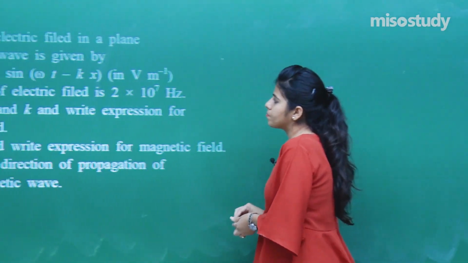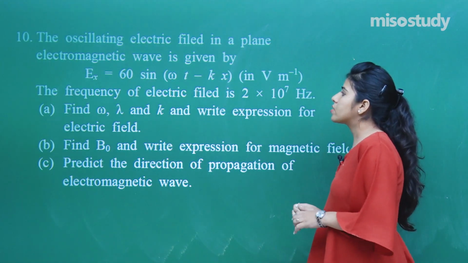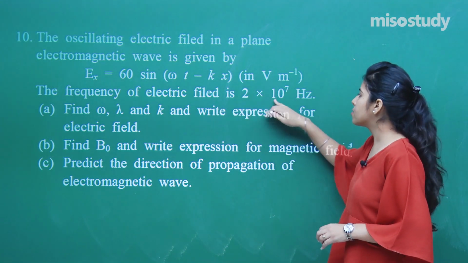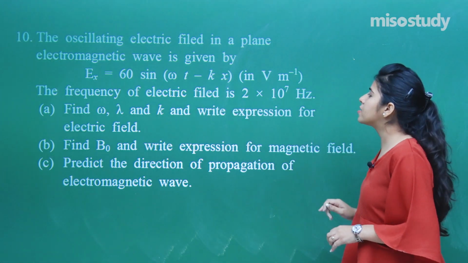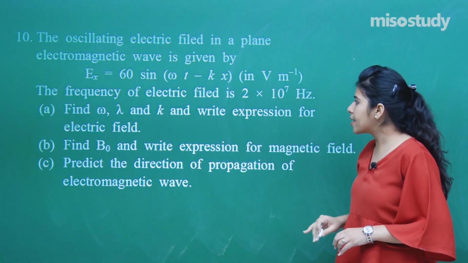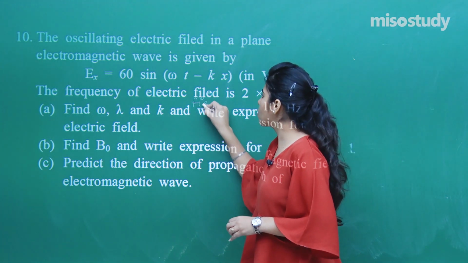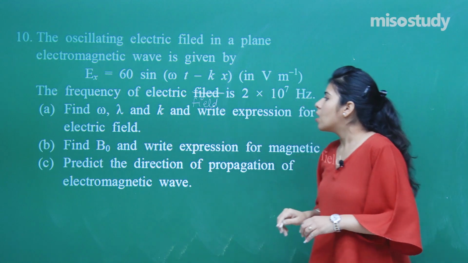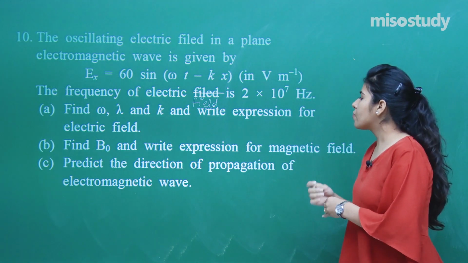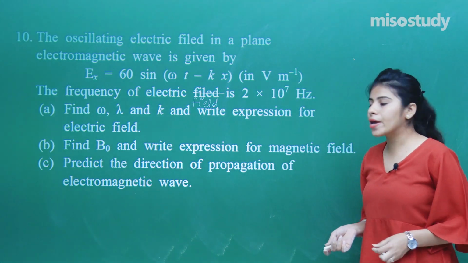Now the next one. The oscillating electric field in a plane electromagnetic wave is given by this particular equation. The frequency of electric field is 2 into 10 raised to the power 7 Hertz. Find omega, lambda and k and write expression for electric field. Here the spelling of field is wrong, it should be field. Okay, so we have to find the omega, lambda and k and write expression for electric field. So first of all, we are going to find the omega.